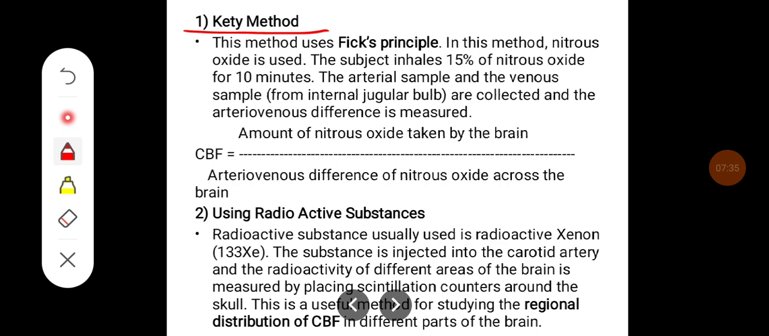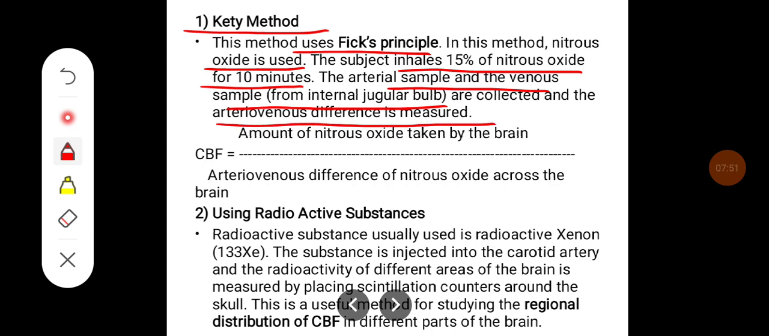Kety's method. This method uses the Fick principle. In this method, nitrous oxide is used. The subject inhales 15% nitrous oxide for 10 minutes. The arterial sample and venous sample are collected, and the arteriovenous difference is measured. The arterial sample is taken from any peripheral artery, and the venous sample is taken from the internal jugular bulb. Then cerebral blood flow can be calculated as the amount of nitrous oxide taken up by the brain divided by the arteriovenous difference of nitrous oxide across the brain.